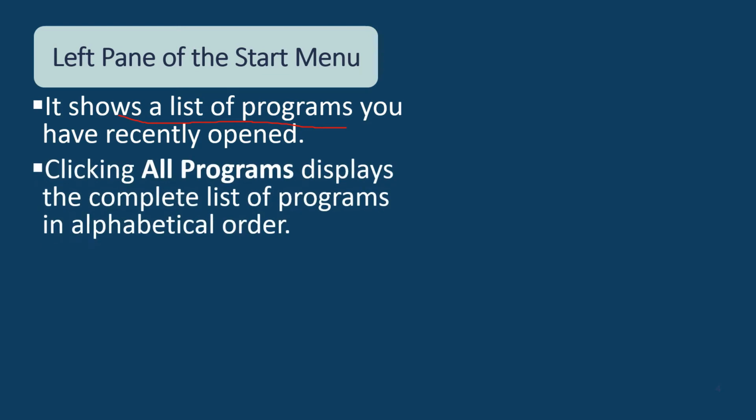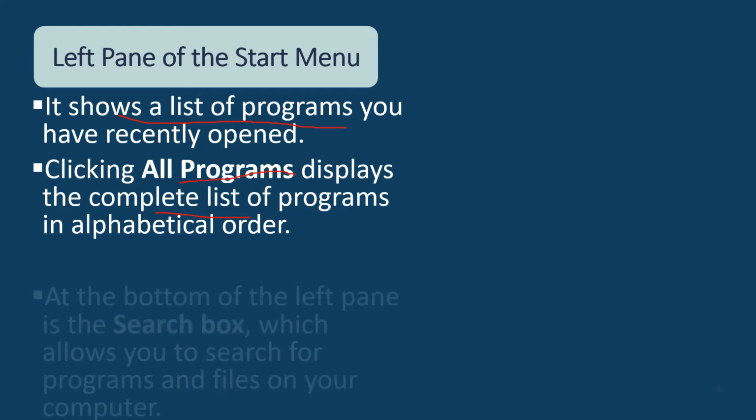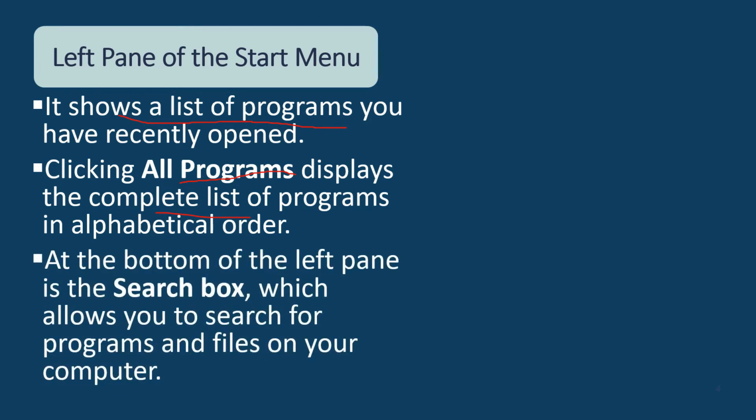Clicking all programs displays the complete list of programs in alphabetical order. So when you click all programs, it will show all the programs that are available in your computer. Okay, and at the bottom of the left pane, you can see a search box. What is the use of the search box? You can search the documents or files inside, right? It allows you to search for programs and files on your computer. So in the left pane of the start menu, what are the options available? You can click the all programs option to display the complete list of programs, and there's a search box to search the programs and files on your computer.